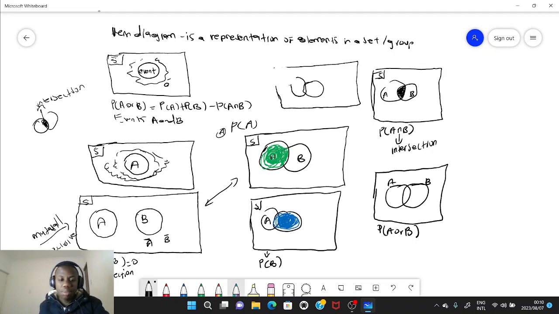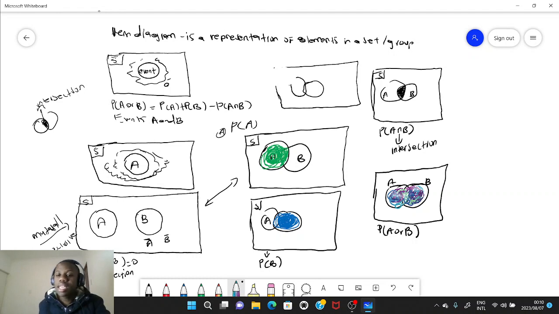So the moment they're telling me that they're looking for A or B, it's either the entire A or the entire B, which simply means that you consider whatever is in both circles. So we consider both circles. You consider the entire A and the entire B, being the combination of the two circles.